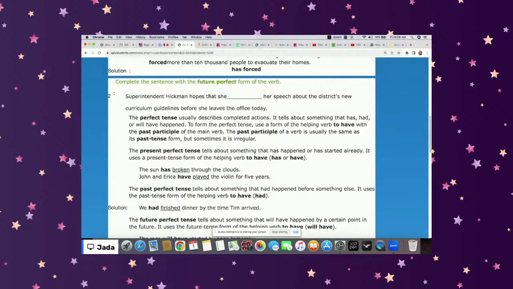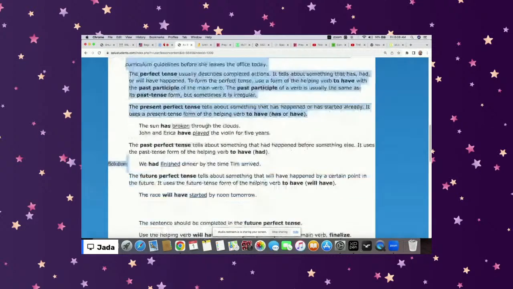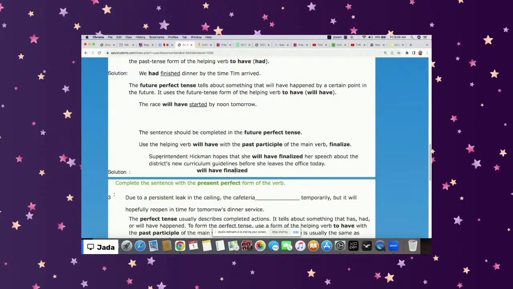Superintendent Hickman hopes that she dash her speech about the district's new curriculum guideline before she leaves the office today. Now this is asking for future perfect, so this is supposed to have will in the sentence. Superintendent Hickman hopes that she will have finalized her speech about the district's new curriculum guideline before she leaves the office today. So of course this is asking about the future perfect, and it has will added to it.